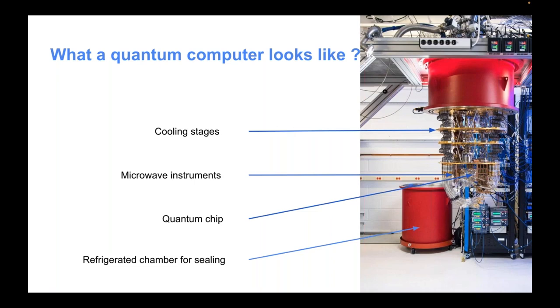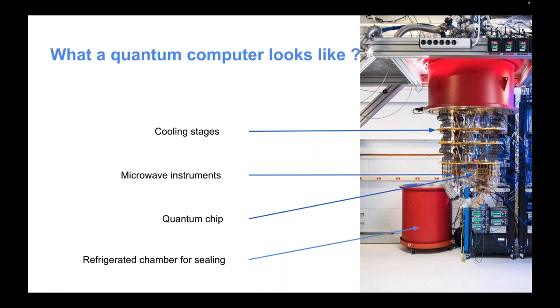What does a quantum computer look like? So you can see one of them. It's the Google quantum computer. As you can see, it's quite large. You can have a person near it, and you can see that it's larger than a person. First thing that you can see is the red enclosure. It's for sealing reasons. It's because you have this really low temperature. You need to get it very insulated.